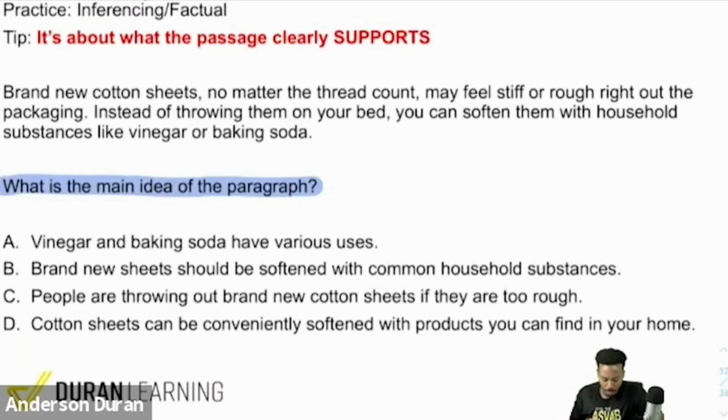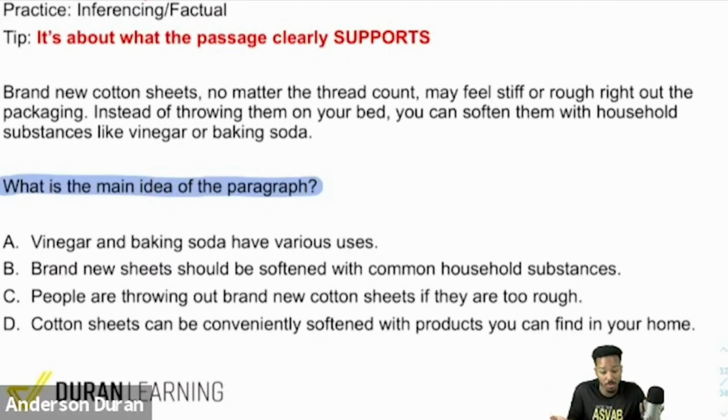So watch this. First sentence: brand new cotton sheets, no matter the thread count, may feel stiff or rough right out of the packaging. So basically, new cotton sheets, no matter the type, any brand new cotton sheet could feel stiff or rough when you first get it. That's what it's saying. In the second sentence: instead of throwing them on your bed, you can soften them with household substances like vinegar or baking soda. So it kind of sounds like the passage is saying, hey, look, no matter what new bed sheets you have, they could feel rough or stiff, and you can actually soften them with household substances. That's kind of what it's saying.